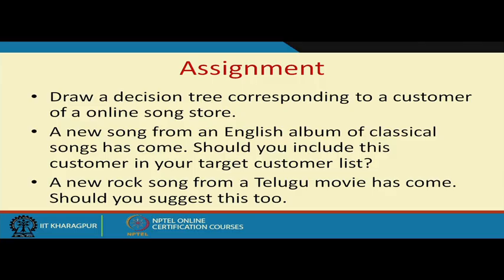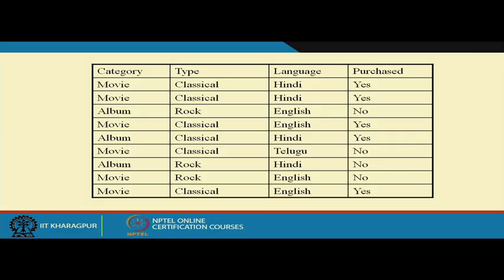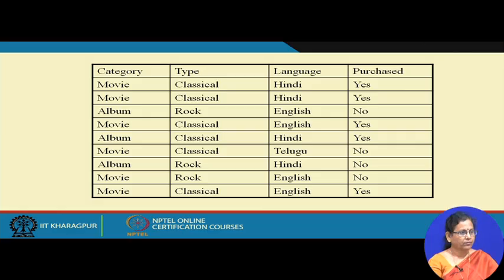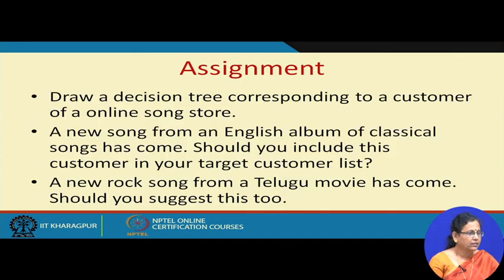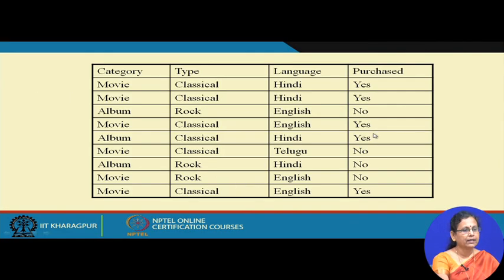Look, this is the data for a single user. Now, you say whether a new English album of classical songs has come, whether this particular user should be targeted or not. Now, a new rock song from a Telugu movie has come, whether you should suggest this one to this customer. For these two, you have to find out whether you should be recommending them to your user or not.